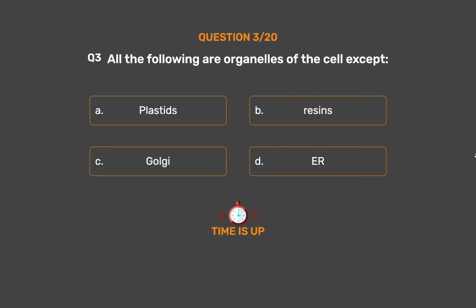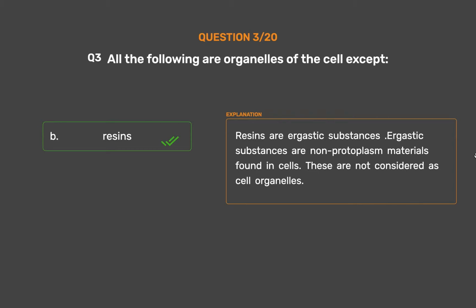The correct answer is option B, resins. Resins are ergastic substances. Ergastic substances are non-protoplasmic materials found in cells. These are not considered as cell organelles.